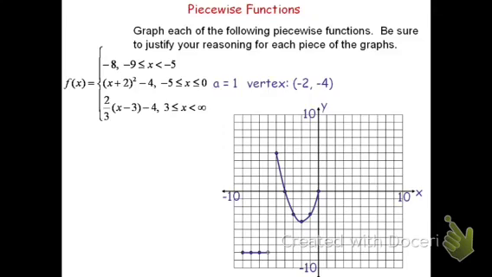Now the last piece has the form 2/3 times the quantity x minus 3 minus 4. This is a line and this is given in point slope form. Here I can see that the slope is 2/3 and the point would be (3, -4). For this problem, the domain goes from 3 to infinity. So (3, -4) is the beginning of this line because the domain starts at 3. So the slope is 2/3 and it goes through the point (3, -4).